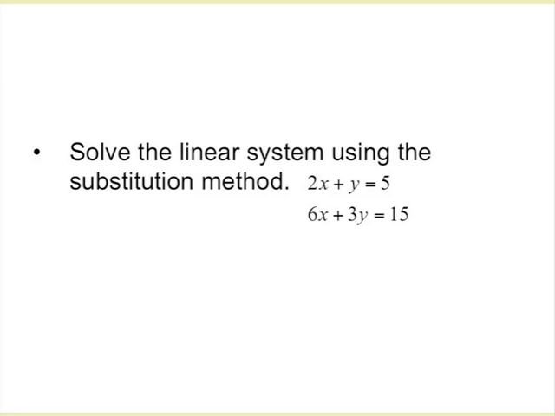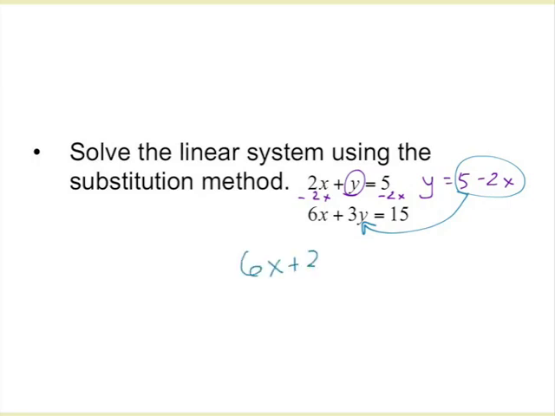For this one, what would I get alone? The first y, so I would do that by subtracting 2x. I get y equals 5 minus 2x. I take that and I substitute it or plug it in for y in the second equation, which gives me 6x plus 3 times (5 minus 2x) equals 15.